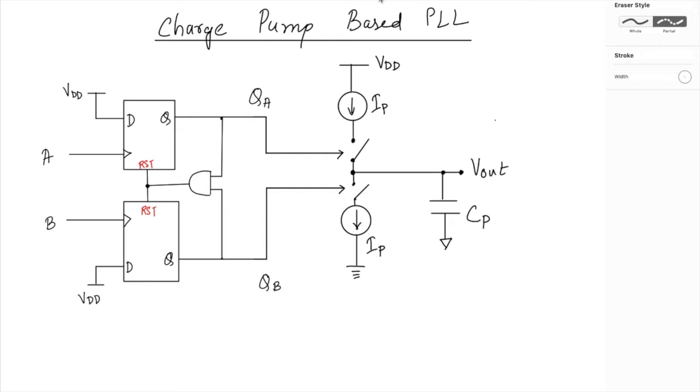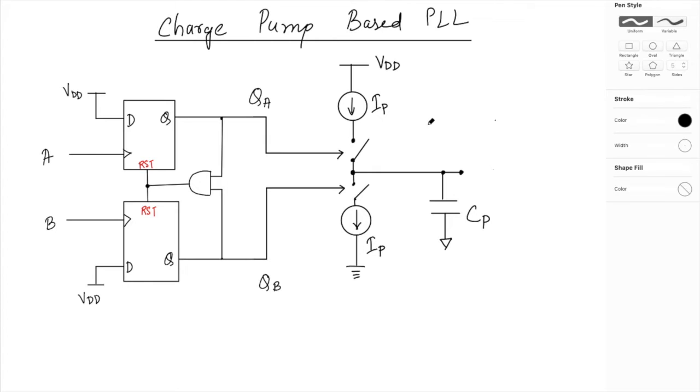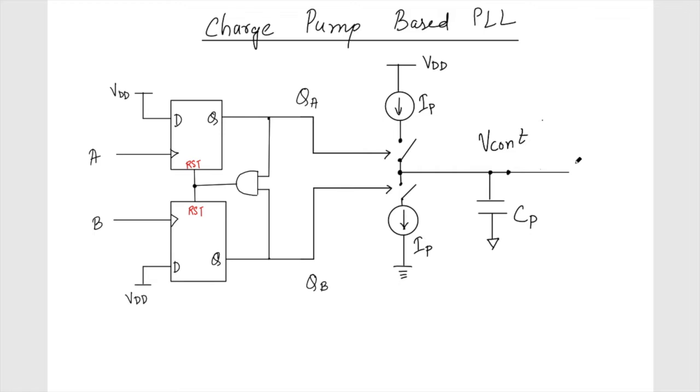Instead of calling this output, now let's call it the control voltage. So now this will be V control, and now we'll apply this control voltage to the VCO.